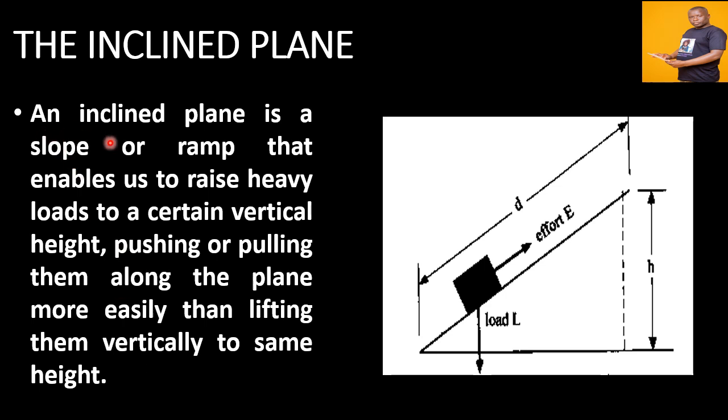Alright, so let's take the definition again. An inclined plane is a slope. What is a slope? A slope is something that is slanting, like this. It's a slanting flat surface. Alright, so this is called a slope. Another name for slope is ramp.